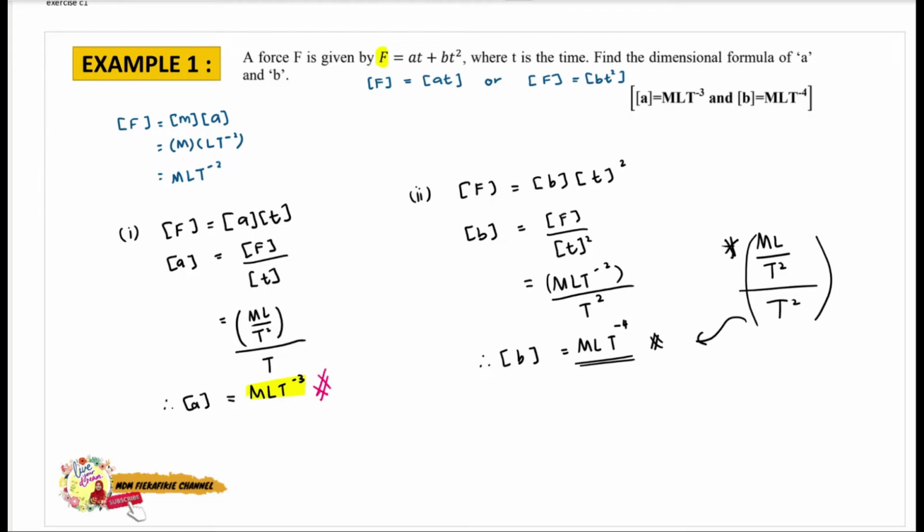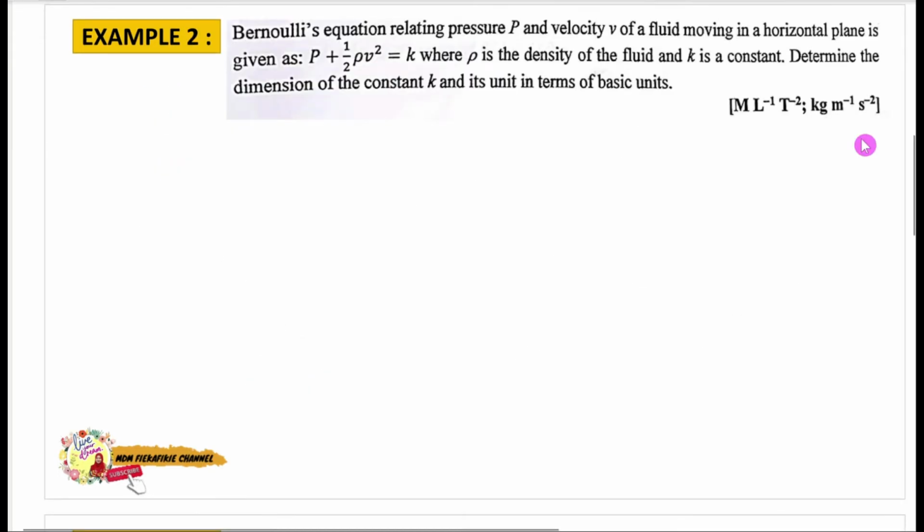So let's proceed to the next example, which is example number 2. Alright, example number 2. So let's read the question first. So we have Bernoulli's equation, okay, relating pressure P and velocity V of a fluid moving in a horizontal plane is given as this equation. Okay, P plus half density rho V squared equal to K. So dia dah bagi equation. Okay, given that rho is the density of the fluid and K is a constant.